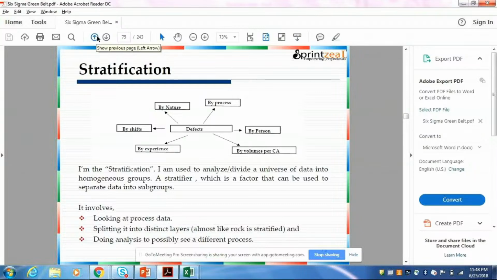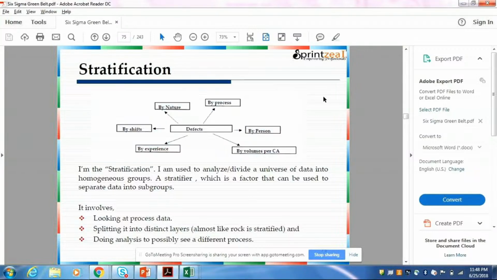Coming back to the presentation, stratification. What is stratification? You are stratifying the data into different homogeneous groups. For example, defects can be stratified by process, by nature, by shift type, by experience, by volume per person. The intention is that defects can be stratified into different categories. Any data that you have, you can actually do data stratification.